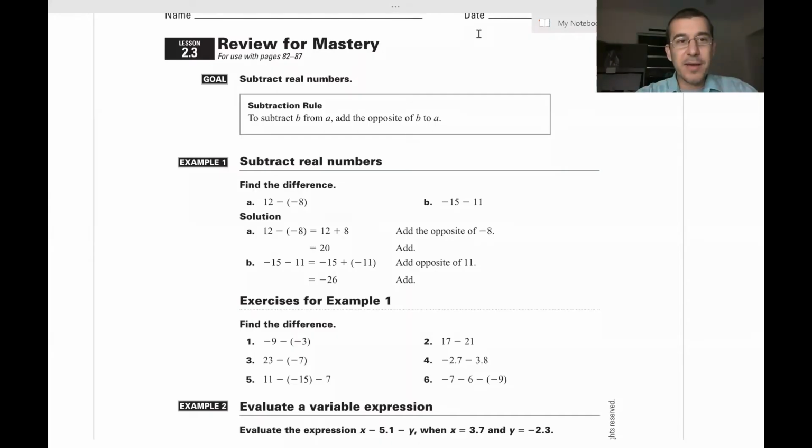Hey everybody, welcome back. We are finishing up section 2.3 today. We have about 26 problems. So let's start. So the first problem, find the difference. 1 through 6. Zoom in here.